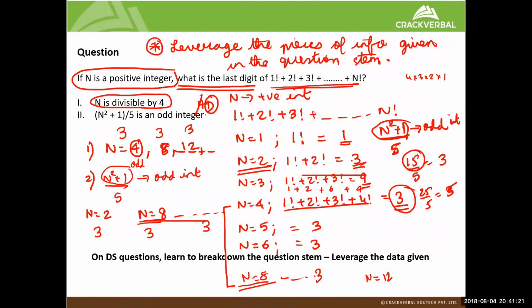Jitesh, I didn't say the statement 2 is not sufficient. I said statement 2 is definitely sufficient because you're always getting a constant 3 throughout, right? If you take n square plus 1 by 5 to be an odd integer, the values which satisfy that equation are n is equal to 2, n is equal to 8, and so on. If I take n is equal to 2, then the unit digit will always be 1 factorial plus 2 factorial, right? That's 3. N is equal to 8 will also give me 3. Yes, the answer is D. I marked D here, right? Perfect.